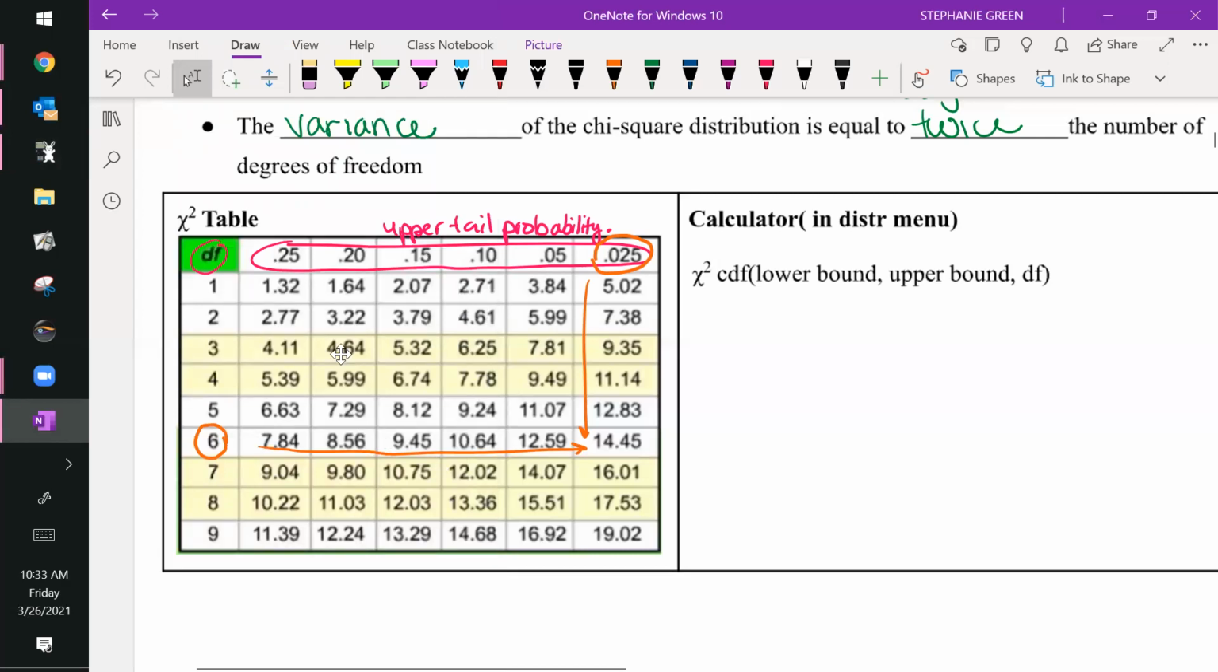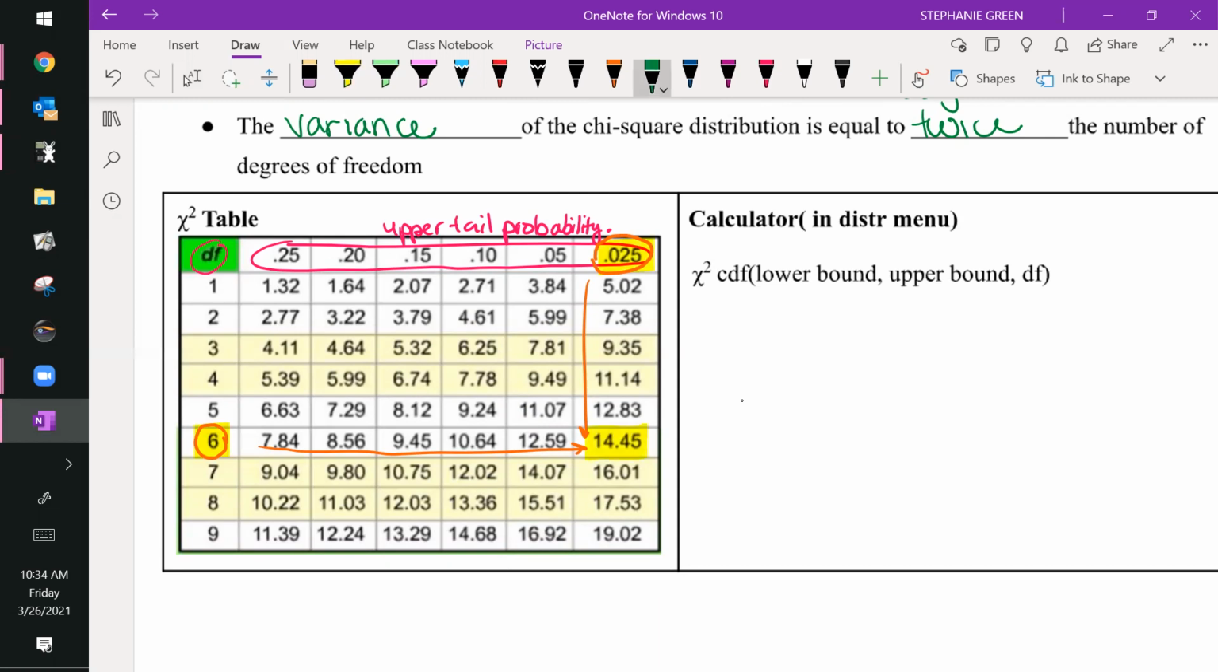Also notice these numbers on here don't go perfectly. There's a lot of variation, like between here and here, 4.11 and 4.64. And there's a lot of variation between these two. So sometimes you might kind of have to estimate or say, well, this one's closer, and then just go from there. So if I wanted to check this out, previously I said 6 degrees of freedom, tail probability 0.025 gave us the statistic.